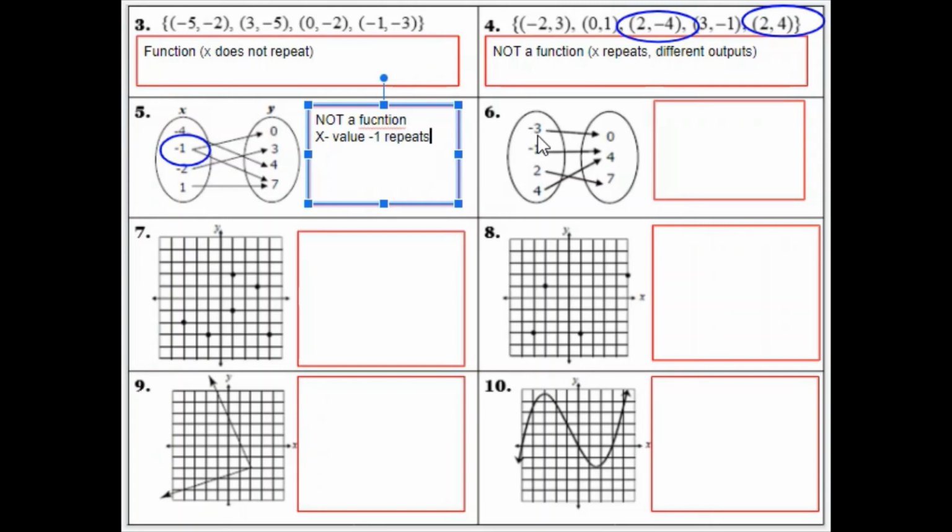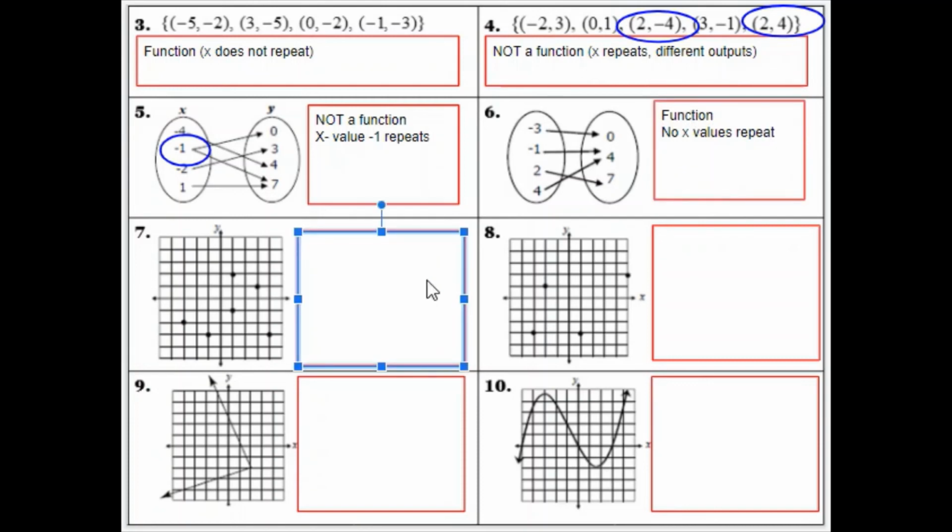How about over here? -3 has 1 arrow, -1 has 1 arrow, 2 has 1 arrow, and 4 has 1 arrow. Now this doesn't matter. Why? I can use y as many times as I want. In fact, they could all go to 4 and it would still be a function. It's x that cannot repeat. So this one is a function, and no x values repeat. Not having the best luck typing.